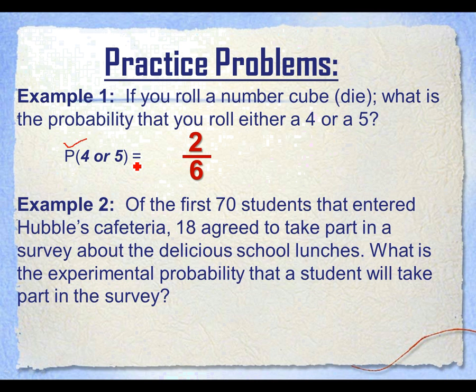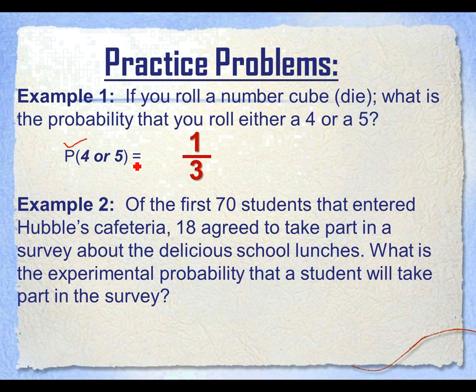And then what should you do to 2 over 6? Yes, you should reduce it. 2 over 6 reduces to 1 over 3. So your chances of picking a 4 or a 5, or rolling a 4 or 5, is 1 out of 3. That's how that works. Example 2, let's go on to this one.